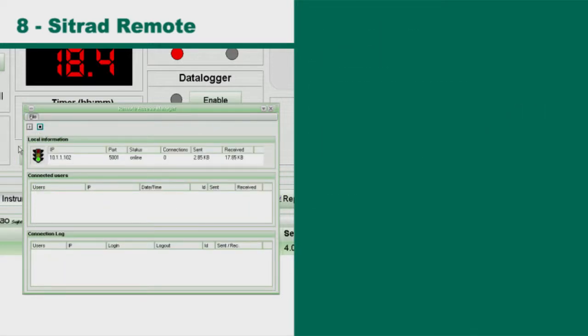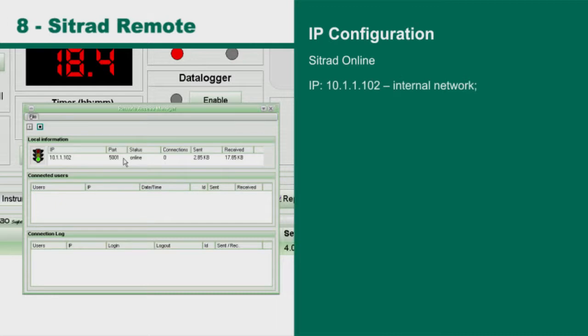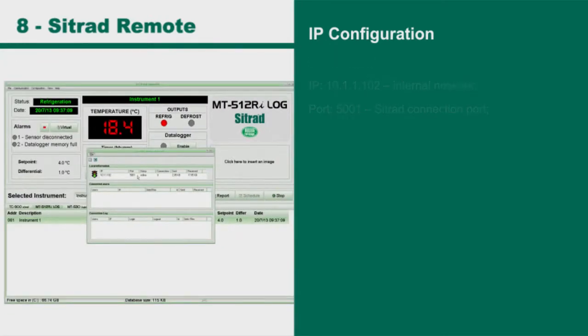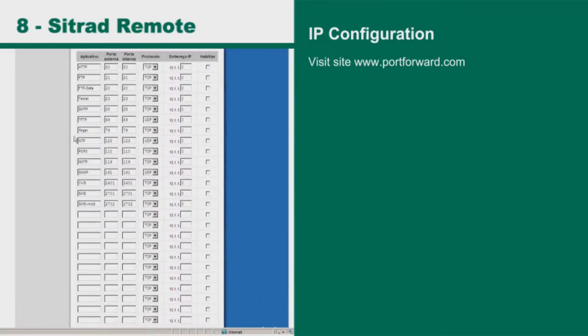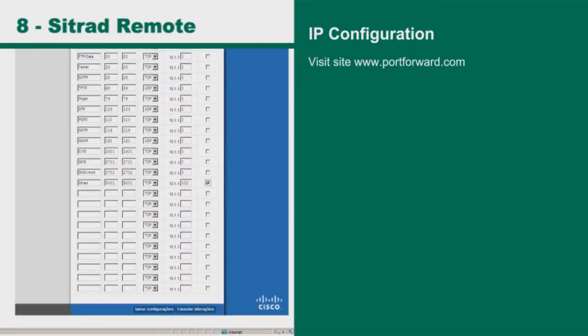IP configuration. In the area local information, we have a traffic light showing a green signal indicating that Sitrad is online. In the IP field, we have our internal IP where Sitrad Local is hosted. In the field port 5001, the Sitrad connection port. We now need to configure the modem to allow access to our IP through port 5001. Visit the website www.portforward.com to know how to liberate the port of your modem.